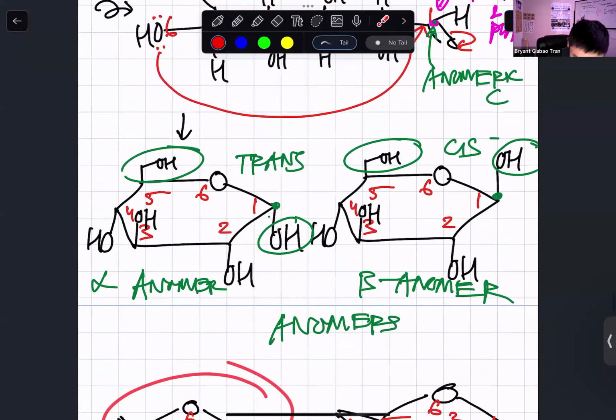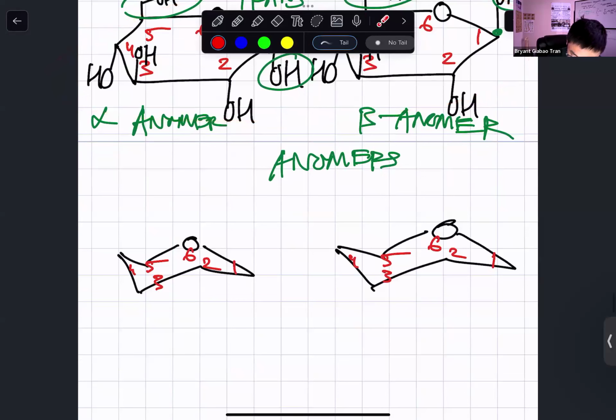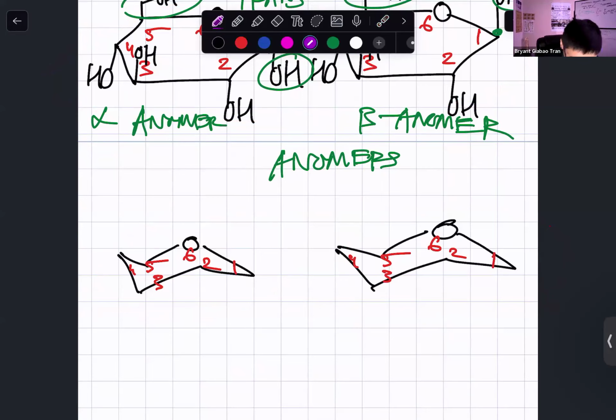Everything in Haworth's projection is going to have axial bonds, so they're either going to go up or down only. There's no equatorial bonds. Everything in Haworth's projection is either going to go up or down axial, right? But that's just a projection. The more accurate projection is the chair conformation, where there's axial and equatorial bonds. So the axial and equatorial bonds in this chair conformation will always be fixed. You cannot change it. It's always going to be a constant, right?